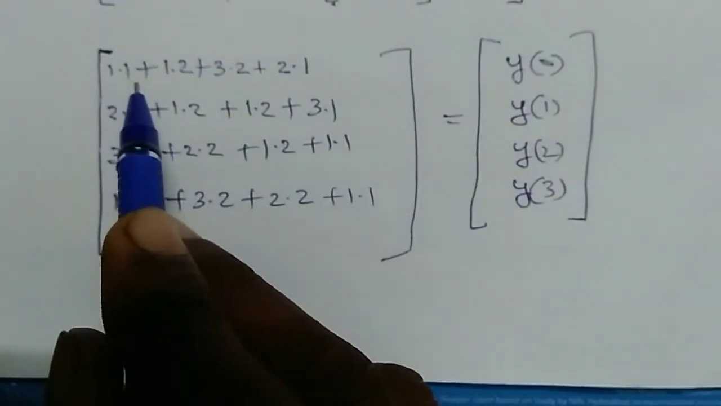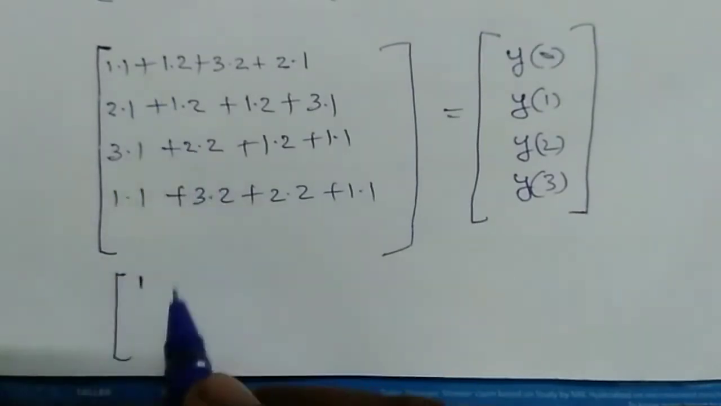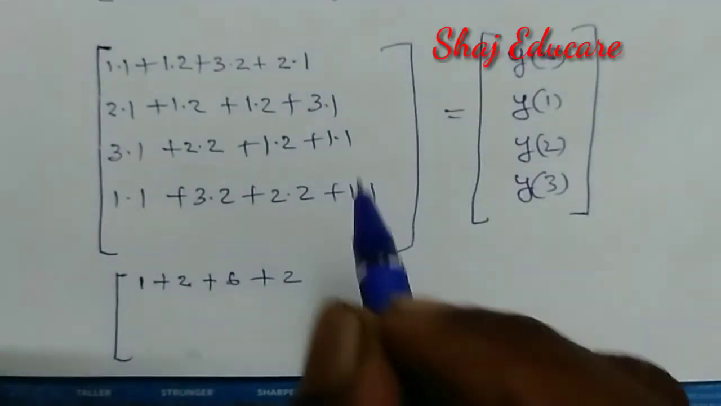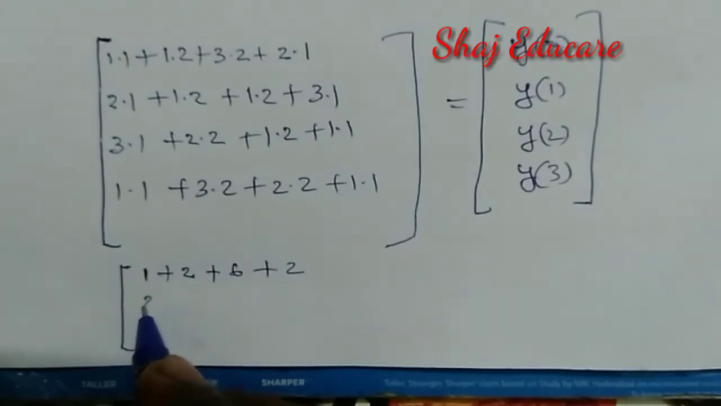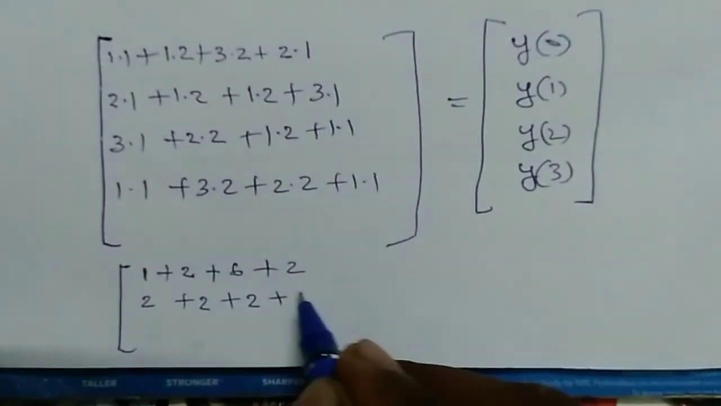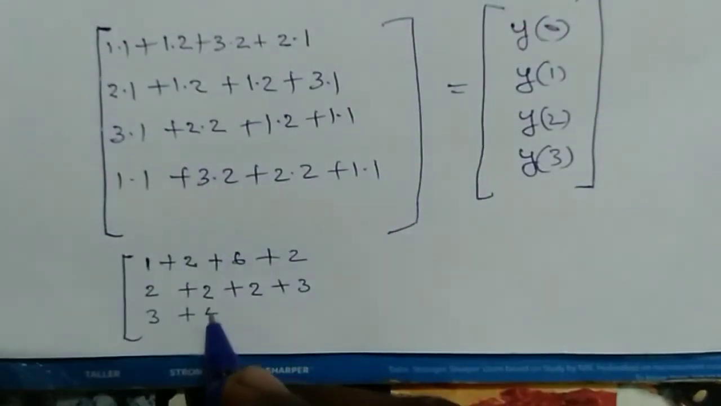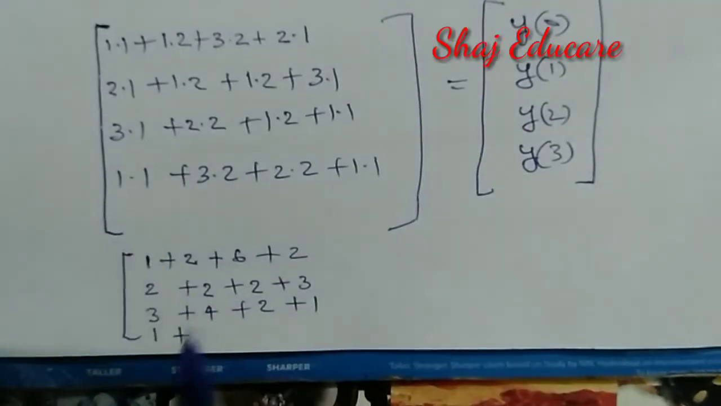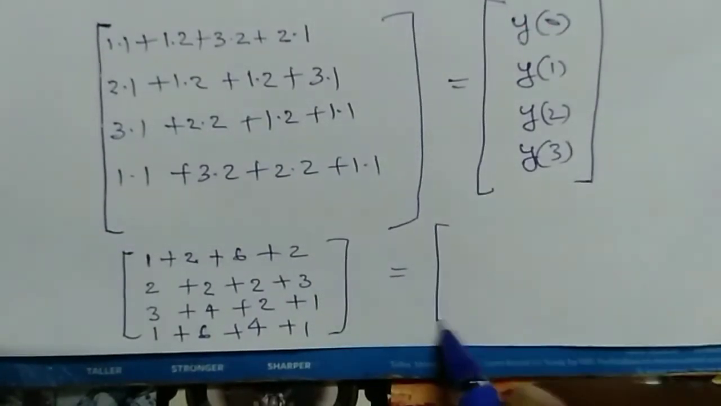Now let us multiply these values in order to obtain y of 0, y of 1, y of 2, and y of 3. 1 into 1 gives 1, plus 1 into 2 is 2, plus 3 into 2 gives 6, and finally 2 into 1 gives 2. Now multiply and add the elements in the second row: 2, plus 2, plus 2, and 3 into 1 gives 3. Now proceed in the same way. Then we are getting 3 plus 4 plus 2 plus 1, and for the last row 1 plus 6 plus 4 plus 1. That should be our y of n.